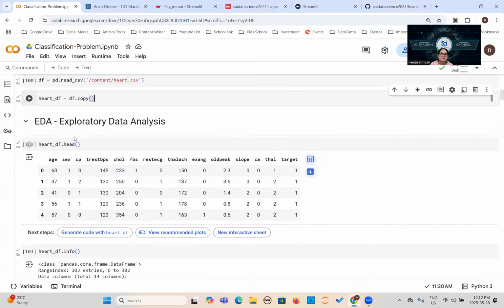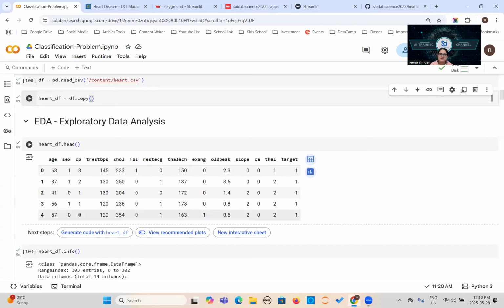And then here we have exploratory data analysis. This is a heart disease data set. We are just looking, using the head method, at what kind of data we have. Now look at this. This is target. This is 1 or 0. 1 means the patient has heart disease. 0 means no. And these are the other features.